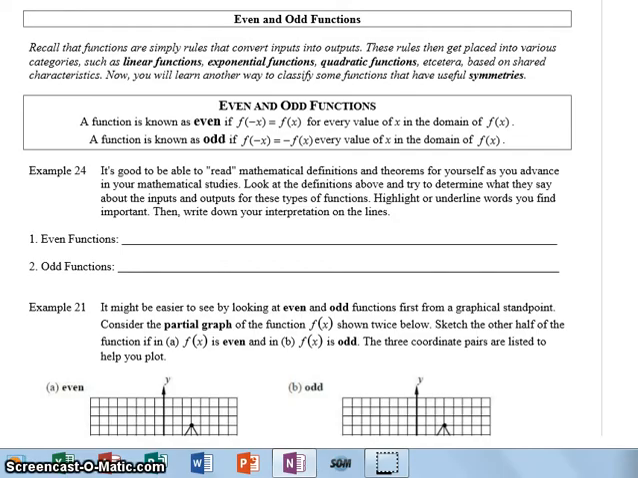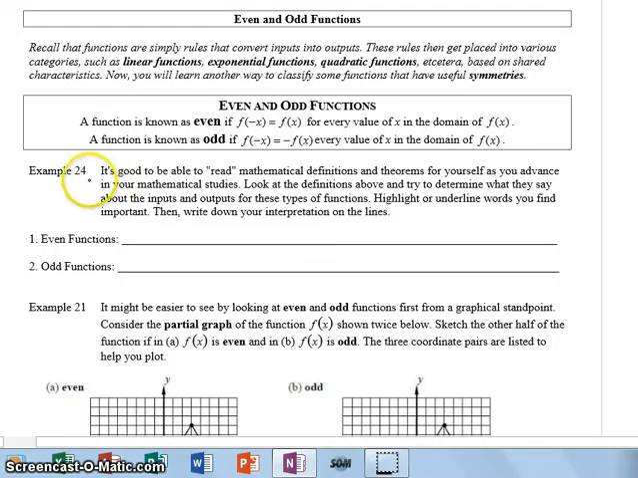Okay, this is the last day of Unit 4, so it's Unit 4, Day 6, and it's even and odd functions. So there's two really big concepts here that you kind of have to memorize. It says, recall that functions are simply rules that convert inputs into outputs. These rules then can get placed into various categories, such as they're either linear, exponential, or quadratic, okay? And now you can learn other ways to classify some functions that have symmetries. All right, this is really, really important, okay?